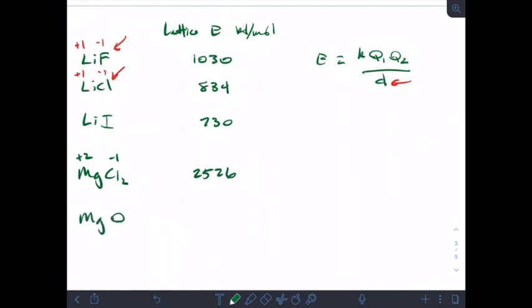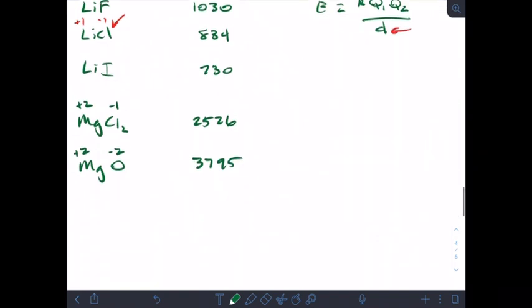Let's do it again. Right, so now I've got a +2 and a -2. Now we bump it up even harder, okay? Let's go even further. Let's go with scandium nitride. Not scandium, tin nitride. My bad. Right? So tin is a +4. Nitrogen's a -3. And look where we get.